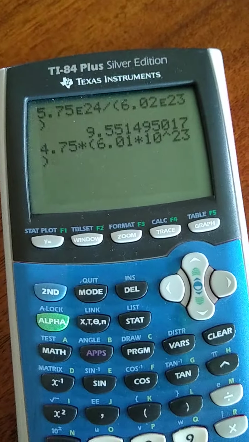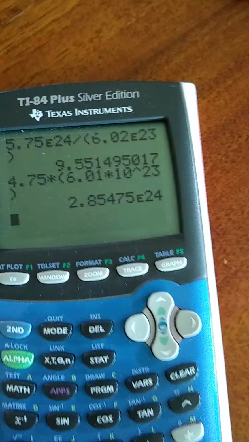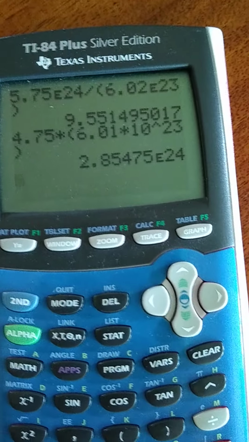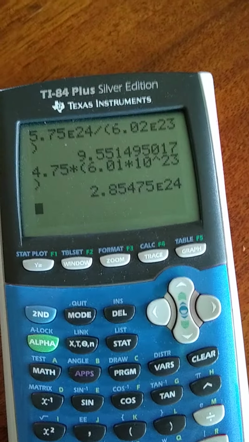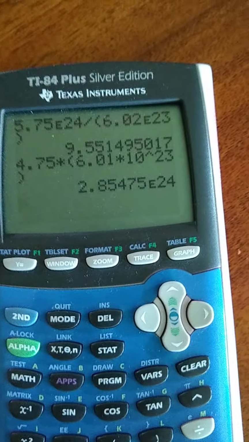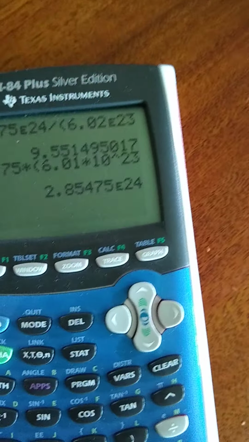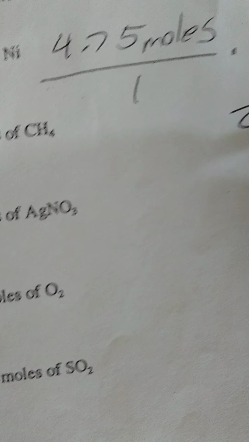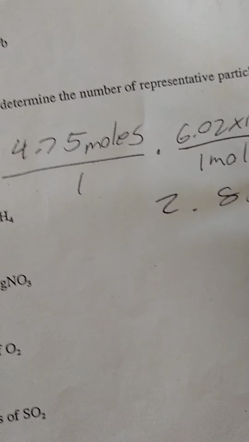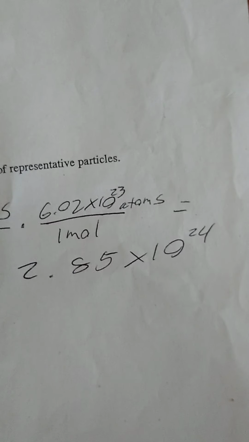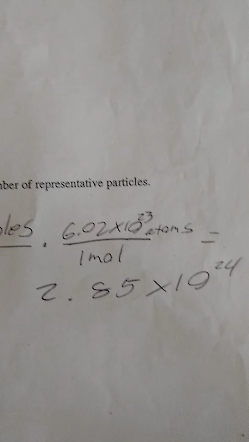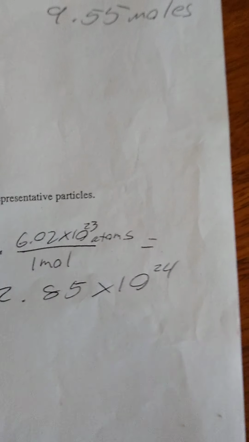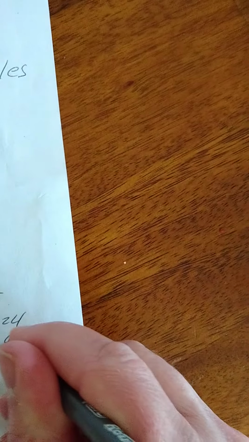It's very important. Equals, and there we have it, 2.85475 E24. That means times 10 to the 24. I'll round that to 2.85 times 10 to the 24. And there you have it. There's the answers for the first two problems, and that would be atoms as a unit there.